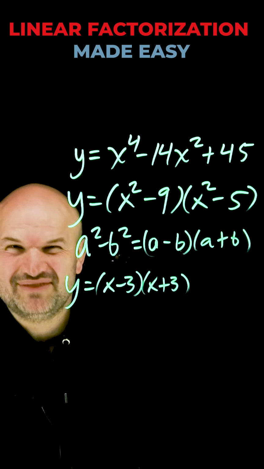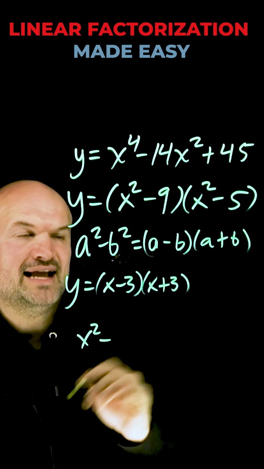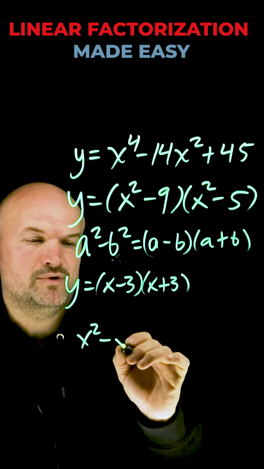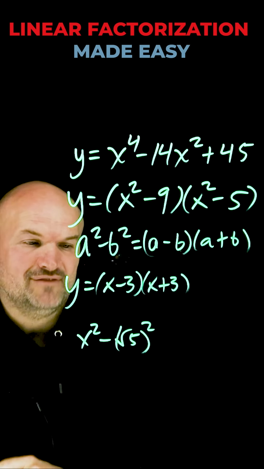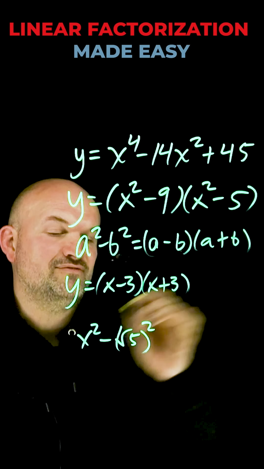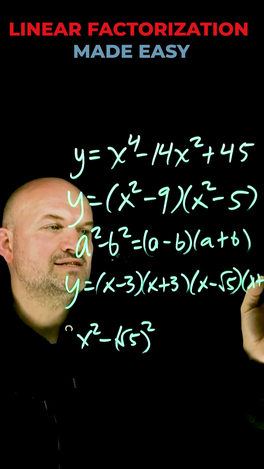However, x squared minus 5 is not so obvious, but hopefully you recognize that we can rewrite a 5 as the square root of 5 quantity squared. Now you can see it's written in the form of a squared minus b squared. So therefore, the factored form in this case is going to be x minus the square root of 5 times x plus the square root of 5.